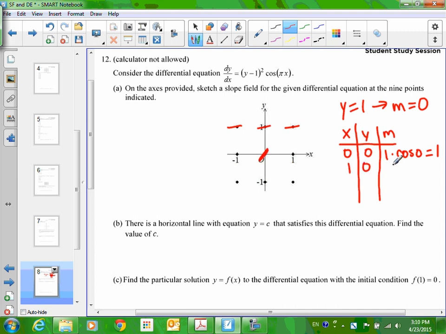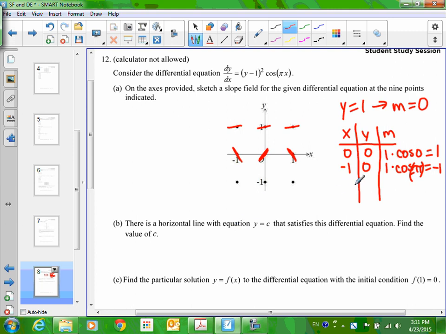Okay, 1, 0. This again would be y is 0, so it would be 0 minus 1 squared is 1, but it would be cosine of pi. What's cosine of pi? You got to study these. It's negative 1. So we got a negative 1 here. If I made this a negative x and that was a negative pi, this would still be negative 1. Cosine is even. It's the same on both sides. And so, I mean, we could spend more time on it, but I'm not.